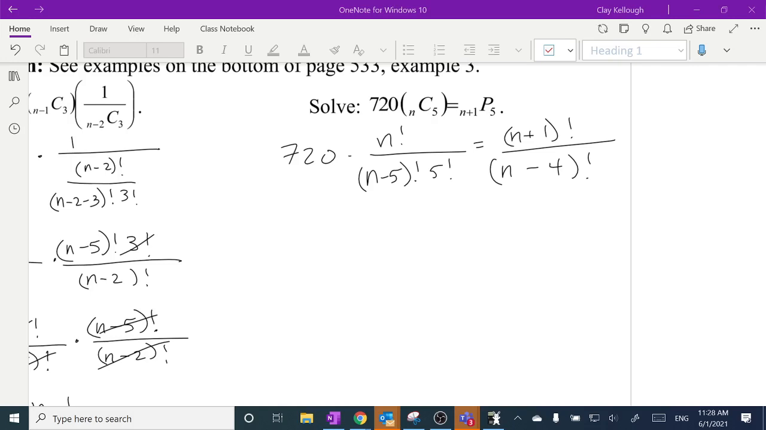Okay. What do I know? You know what I know? I know 5 factorial is 120. 720 divided by 120 is 6. That made life better. And what else do I know?